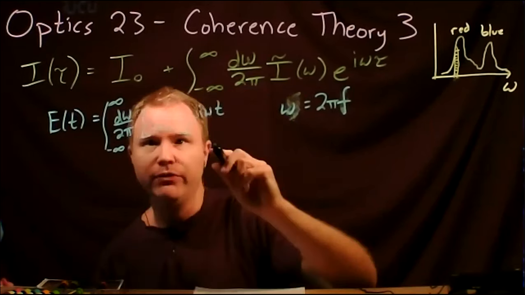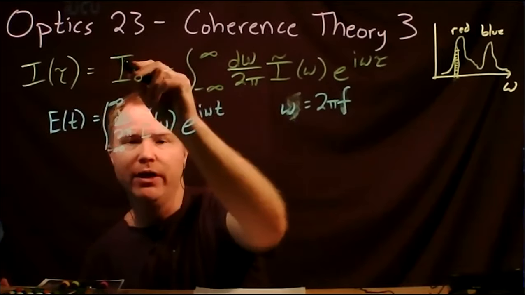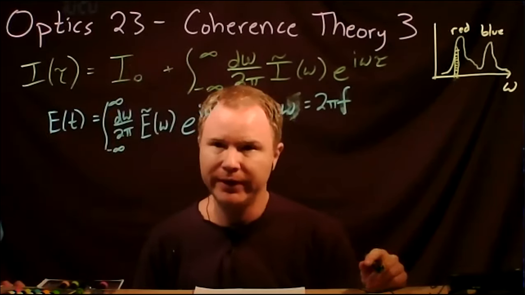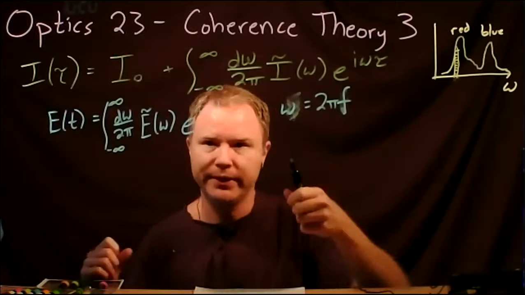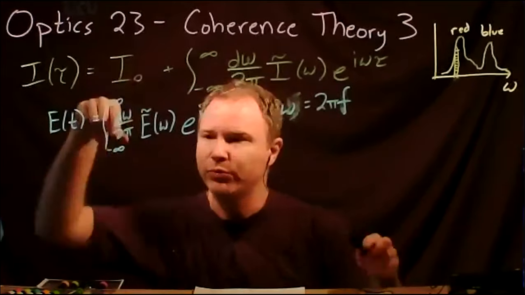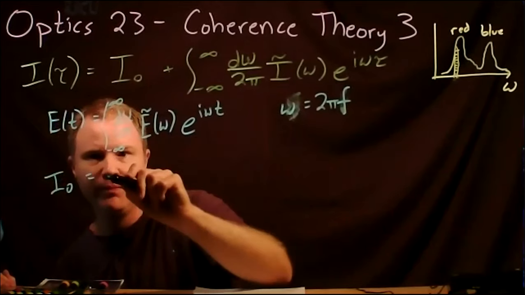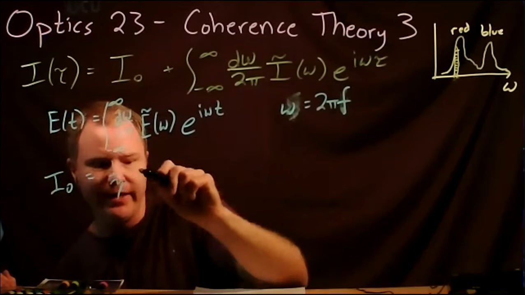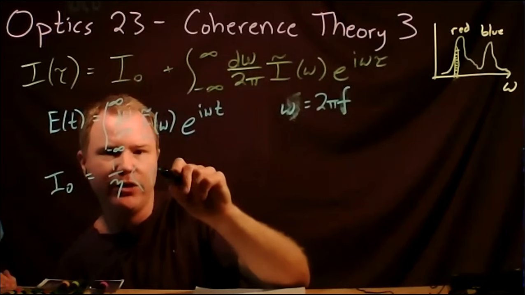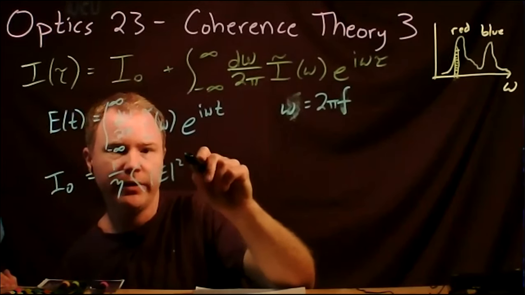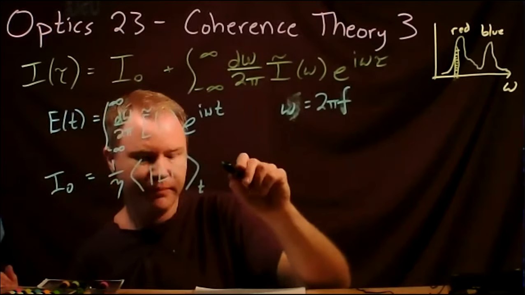What I showed last time was that if you calculate the intensity of the source itself, so this is not passing it through an interferometer, you just take your lamp and you put up an intensity meter, that's what I naught is. The intensity of the source itself, by definition, is this 1 over eta to get it to the right units, magnitude of the electric field squared, averaged over time.